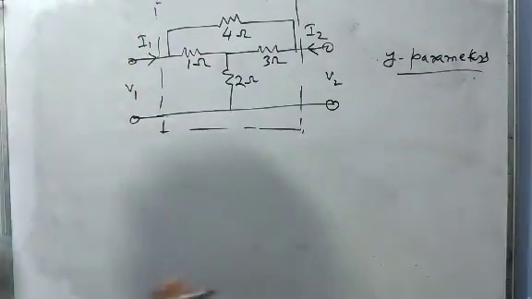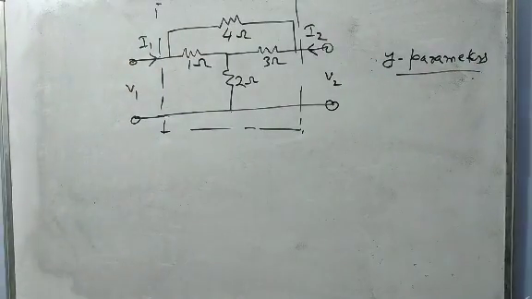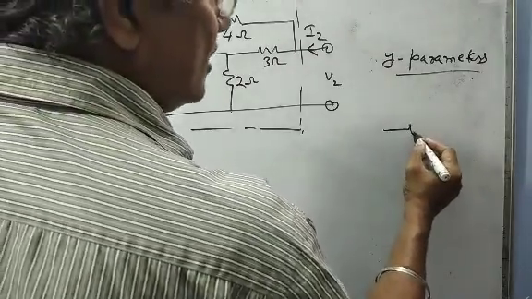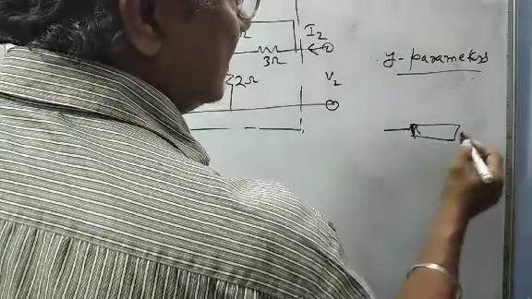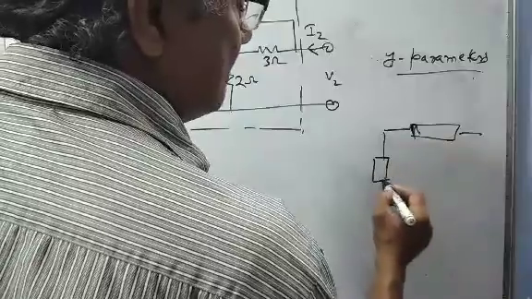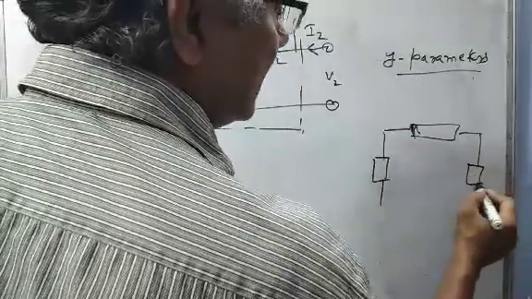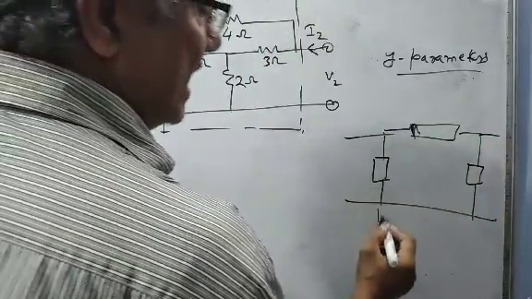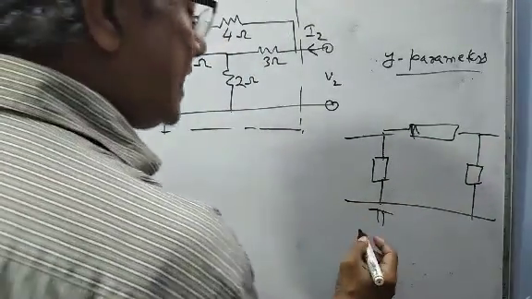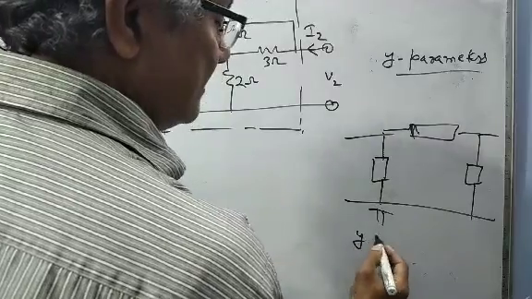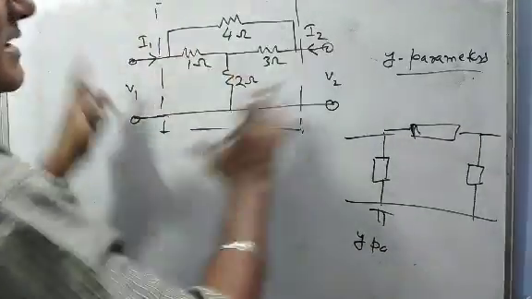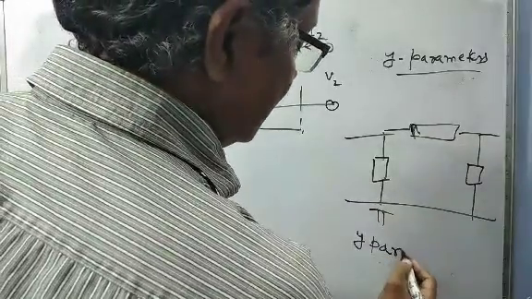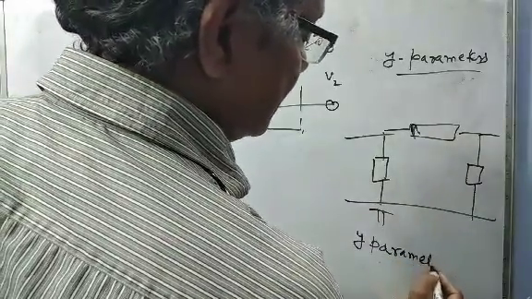Now remember one thing very nicely. If you convert any sort of network to a pi form, from this pi network you can easily get the Y parameters. Convert this network into this pi form, and you can easily get the Y parameters. How?